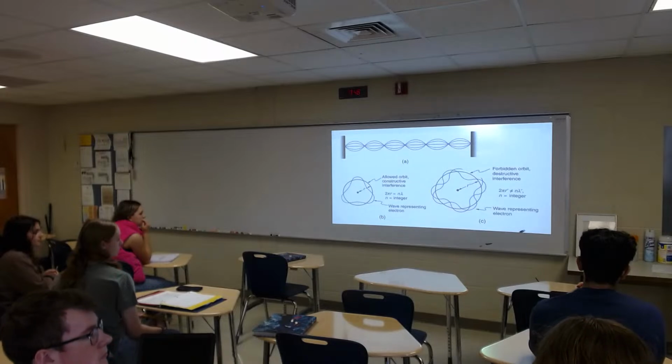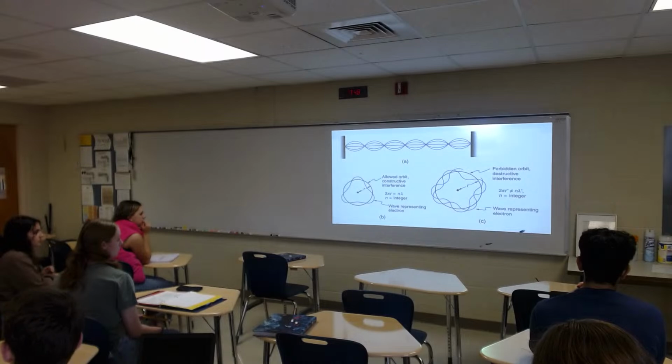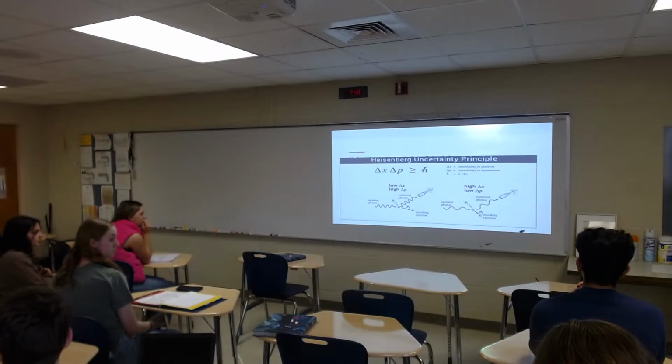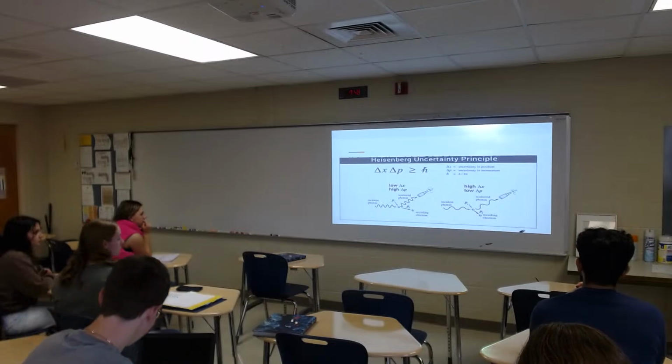So de Broglie basically came along and said you put the wrong equations to the wrong thing. So treat it like a wave instead of a particle, and it might make more sense. Heisenberg came along and decided that we don't really know anything anyway, okay?